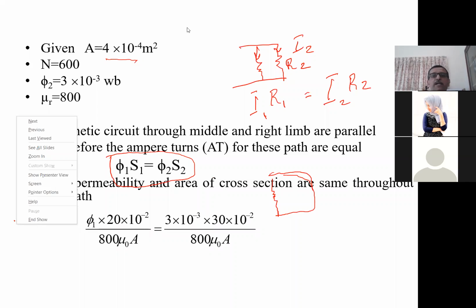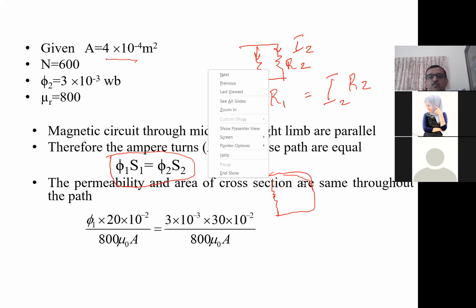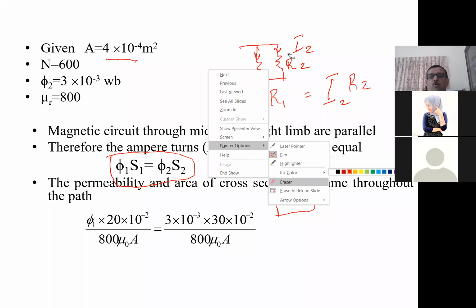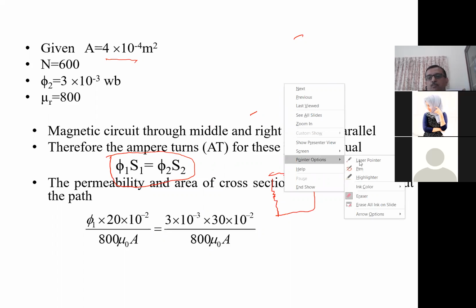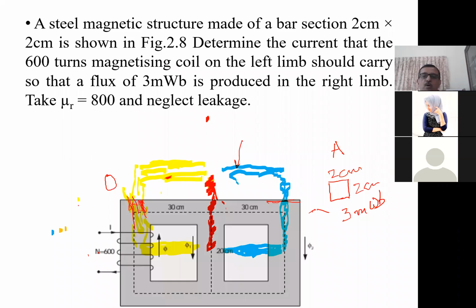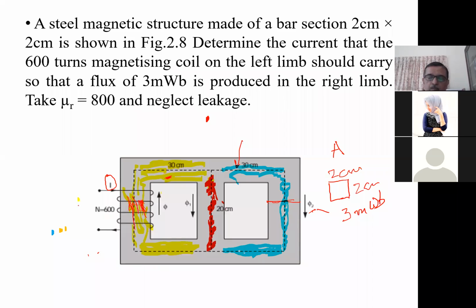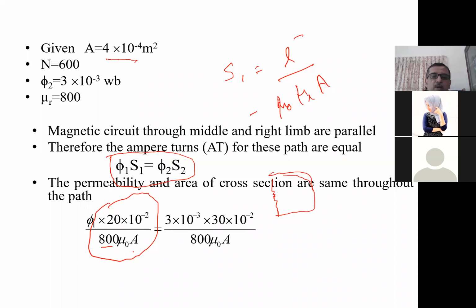S1 is equal to L by mu 0 mu r A. So here this is phi 1 and this part is S1. So what is the length of that path? Let us see here. Length of the middle path. Length of the middle path is 20 centimeter, isn't it? And permeability is how much? 800. Mu 0 is same. Area of cross section is A.